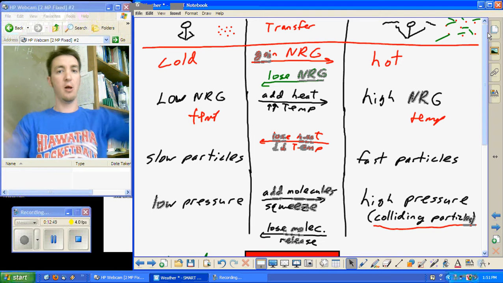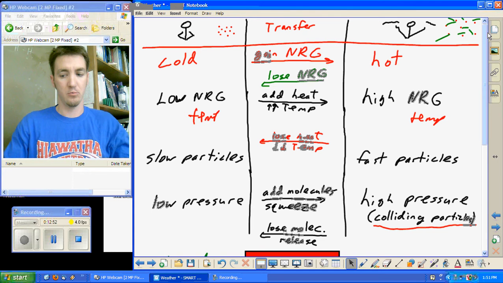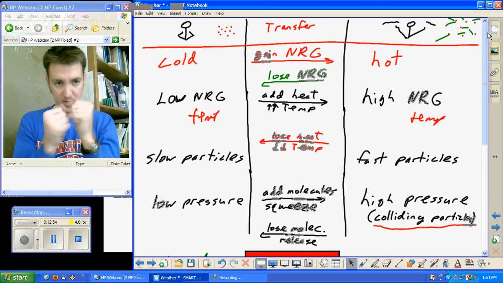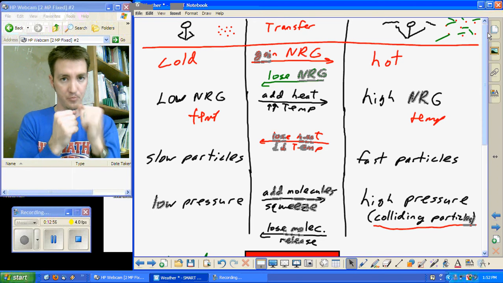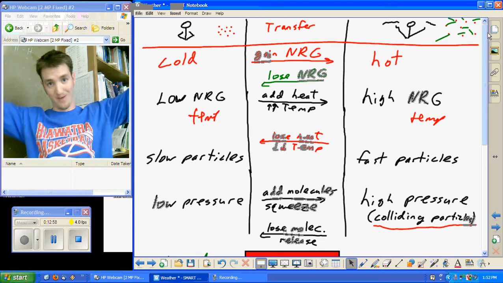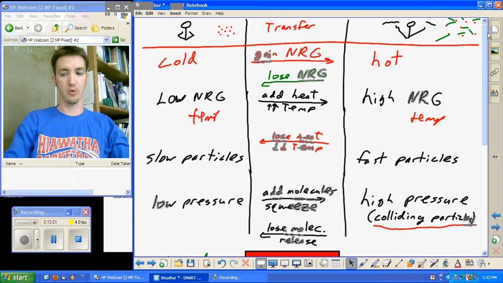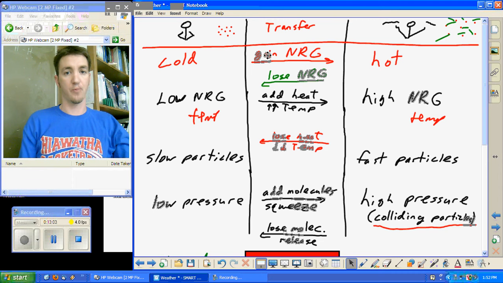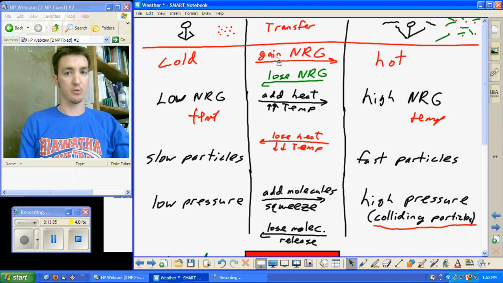Okay, energy-wise, if things are down here, they have low energy. When they go out here, they have high energy. So it takes energy to do that, which we see right here. So if we release the pressure, that usually goes along with a gain in energy.